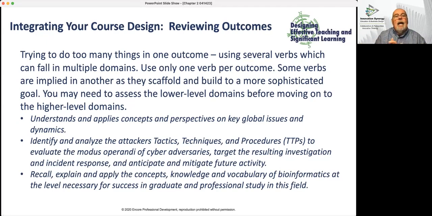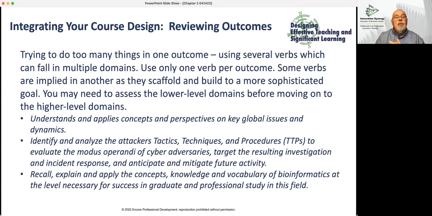"Identify and analyze." Again, foundational knowledge, and the analysis is going to be an application. You also get into this whole idea of tactics, techniques, and procedures, TTPs, to evaluate the modus operandi of cyber adversaries, and so on, as it keeps going on. When you look at that, this is very academically written. It's not very student-centered. Does a student know what they're going to need to do for this? How are they going to achieve this? So be very, very careful. There's a lot to unpack in that particular outcome.